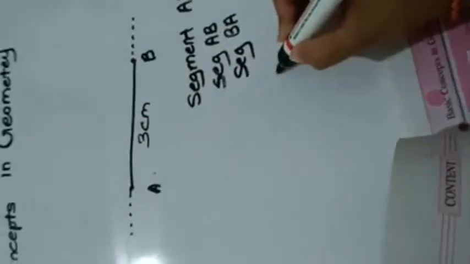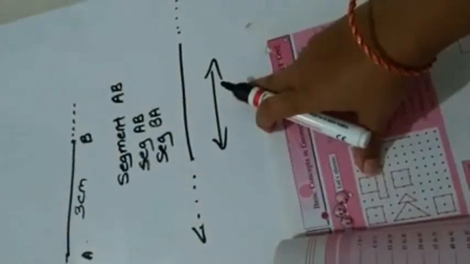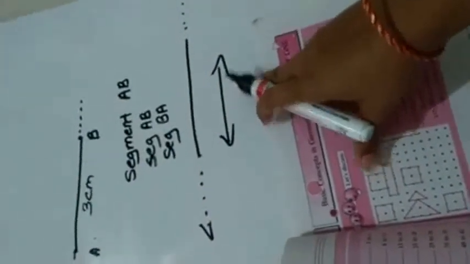Our third concept is lines. If we draw a line which can be extended without any boundary, or infinitely if we extend it, then it is referred to as a line. To show the line boundlessly, the infinite line, we use arrows on both sides of it. If we use arrows on both sides of it, it indicates that this line can be extended forever.